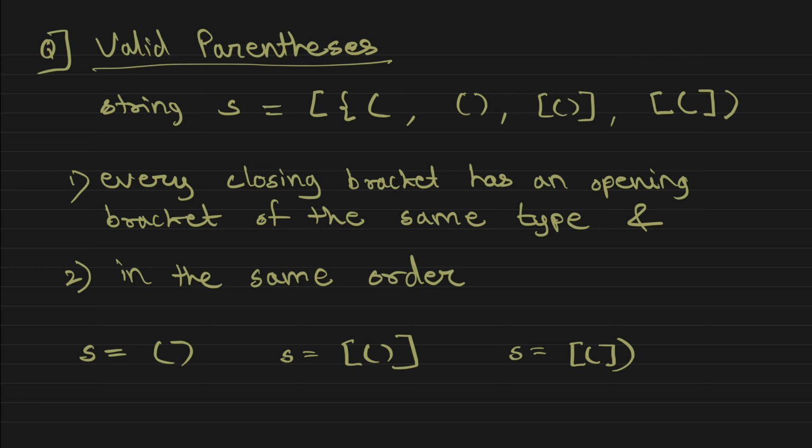So if this order is not followed, like in this last example here, we can see that we have an opening square bracket and an opening round bracket, but after this opening round bracket we should have a closing round bracket, but we have a closing square bracket. So the order of opening and closing brackets is not correct here. So this is not a valid parenthesis expression. So given such an expression of opening and closing brackets, we need to tell whether the given expression is a valid parenthesis expression or not.